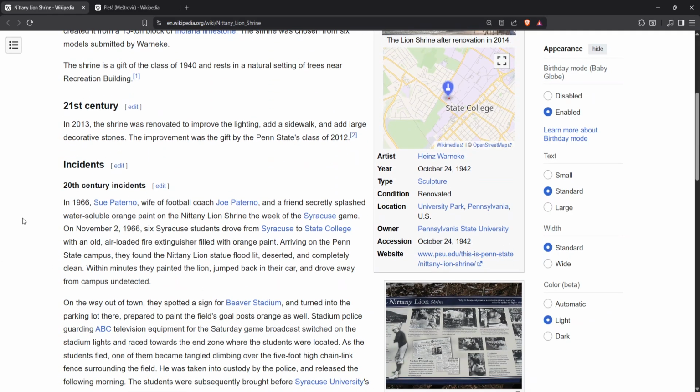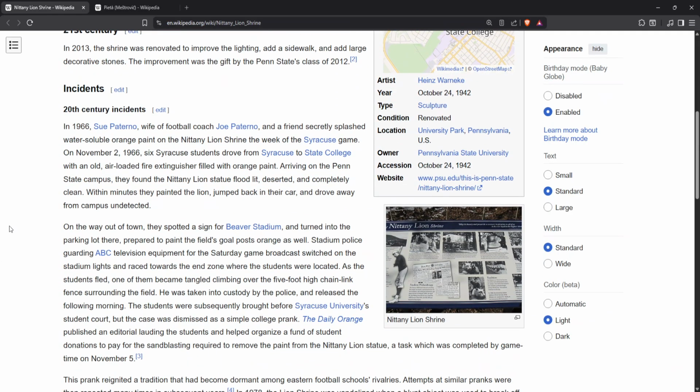Incidents. The 20th century incidents. In 1966, Sue Paterno, wife of football coach Joe Paterno, and a friend sincerely splashed, oh my god, washable orange paint on a Nittany Lion the week of the Syracuse game.